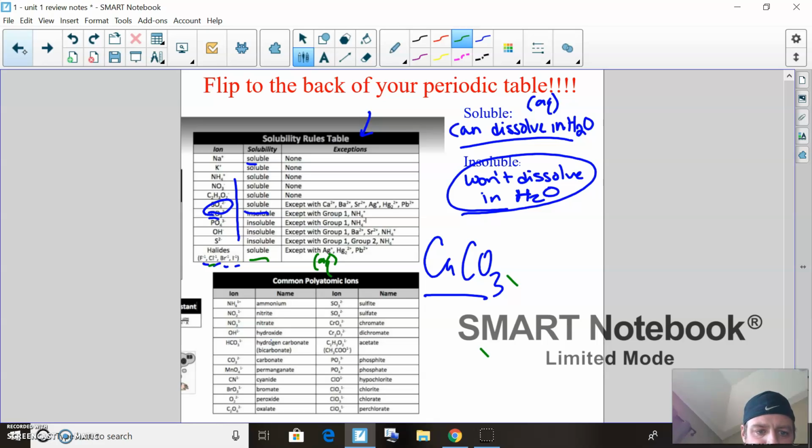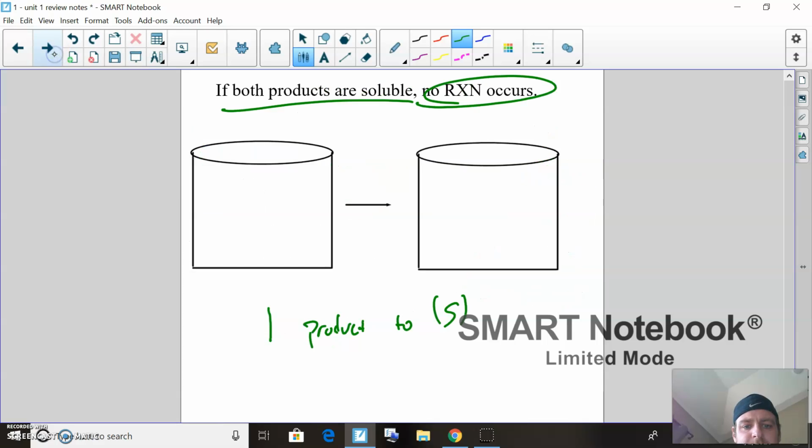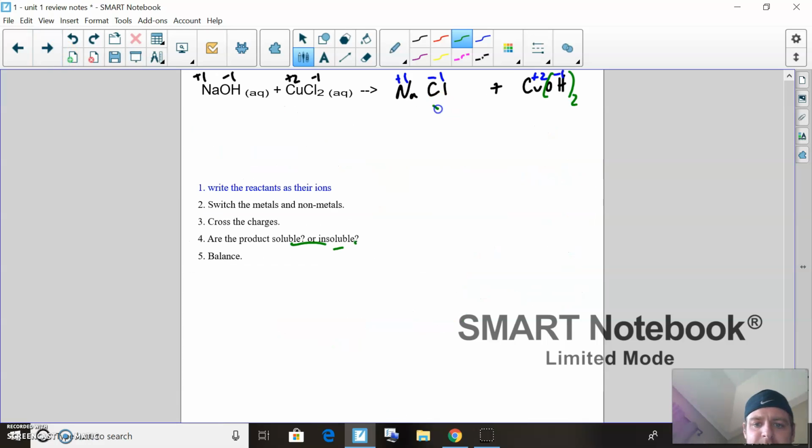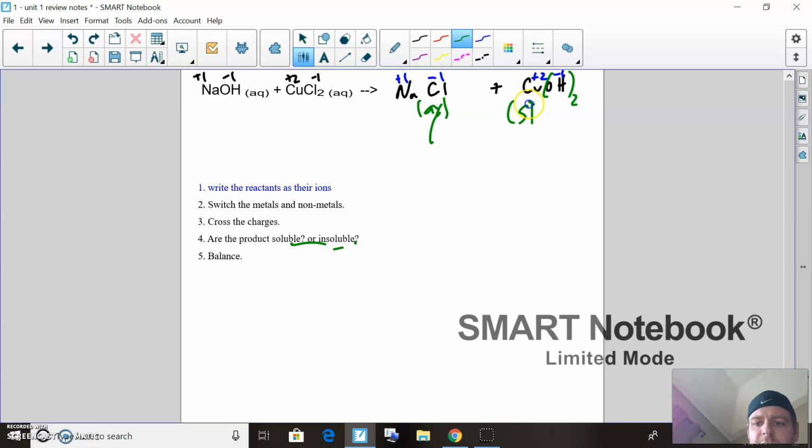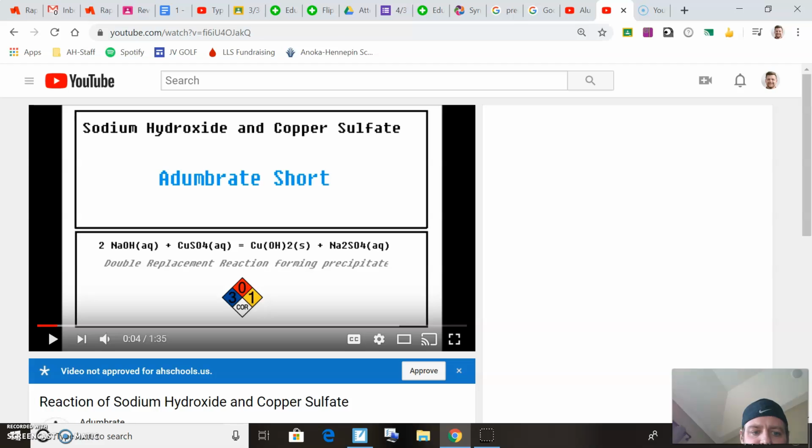It was chlorine, sodium chloride. Chlorine is soluble, that's aq, and then OH is right here: insoluble except with group 1, and we don't have that. Copper is not a group 1 metal. So then I can say that this is the aqueous solution, and this is a solid. We call that a precipitate. It forms out.